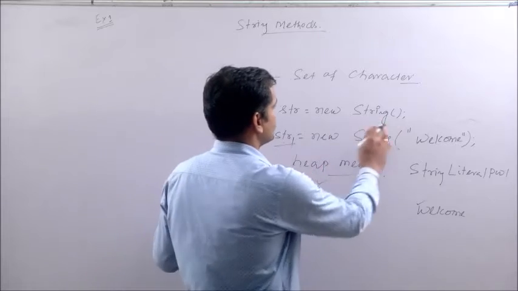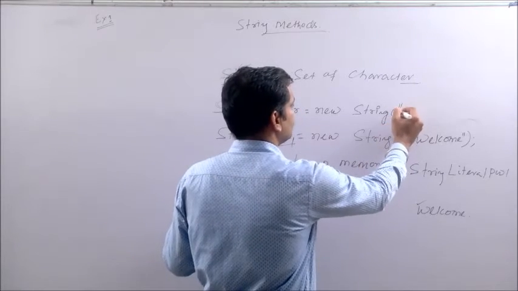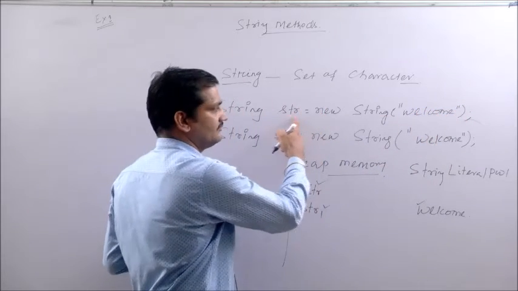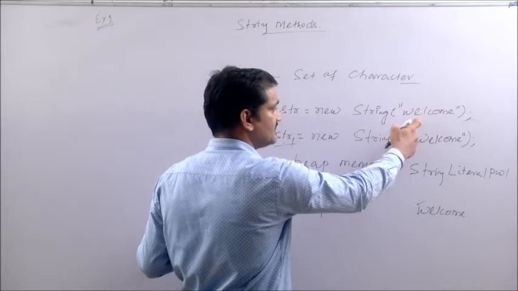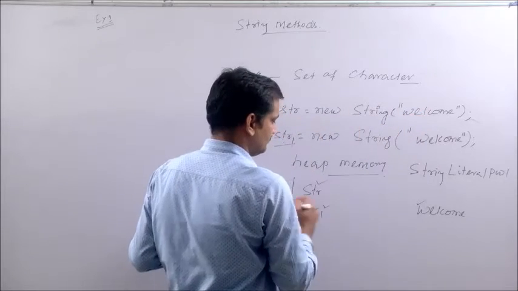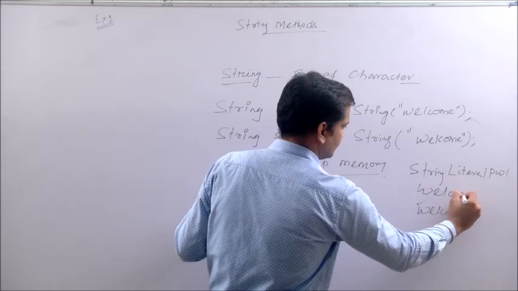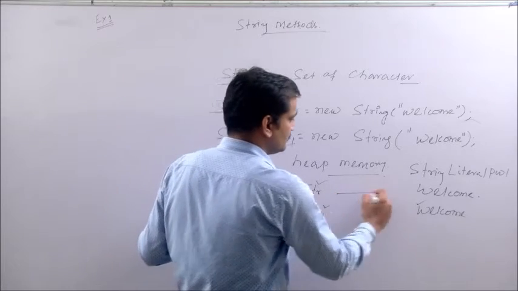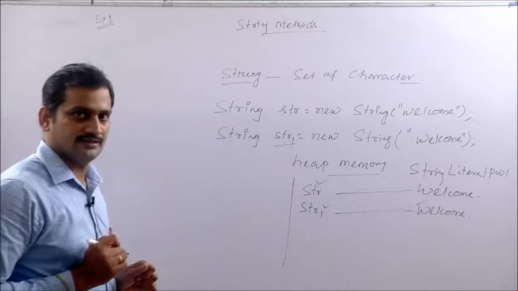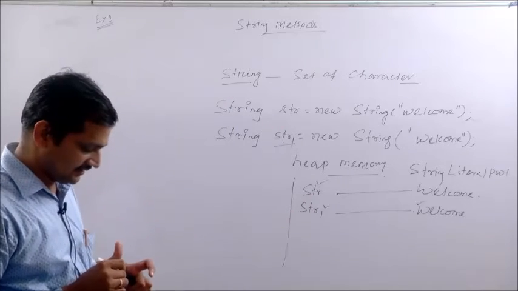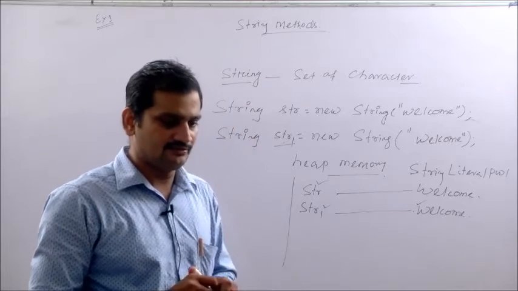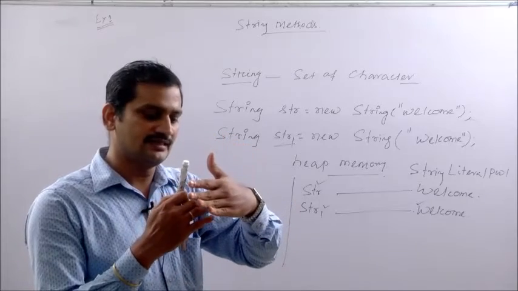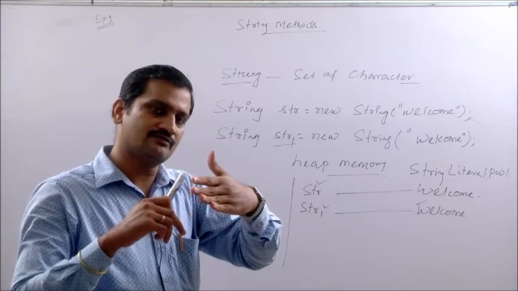Suppose for the first string also, for creating the first object str, we give the same value welcome. If you initialize the string object with the same string literal, here also it creates two string objects, str and str1, and both are pointing to their respective literals. In the first case, while creating string literals, you can create any number of objects, but if the value of the literal is the same, then after the first object it is not going to create any more objects.